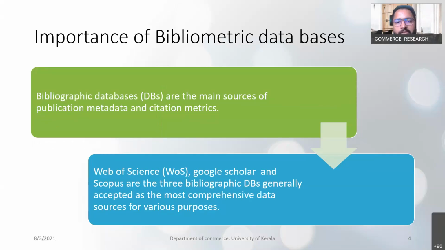Importance of bibliometric databases. Bibliometric databases are the main sources of publication metadata and citation metrics. Web of Science, Google Scholar, and Scopus are the three bibliometric databases generally accepted as the most comprehensive data sources for various purposes. Out of these, Google Scholar is free, and you can register on Google Scholar and add your publications there. But Web of Science and Scopus are paid platforms, so your institute or university has to subscribe to get access to the databases.